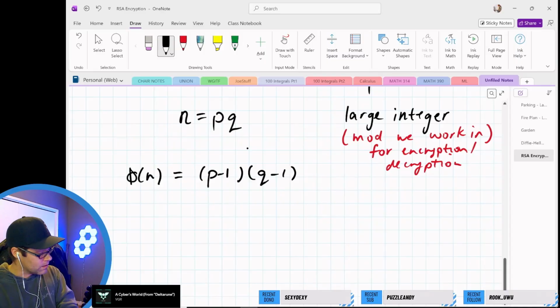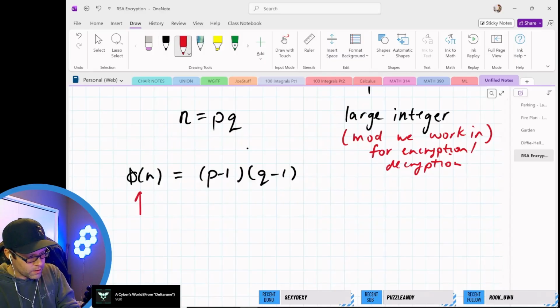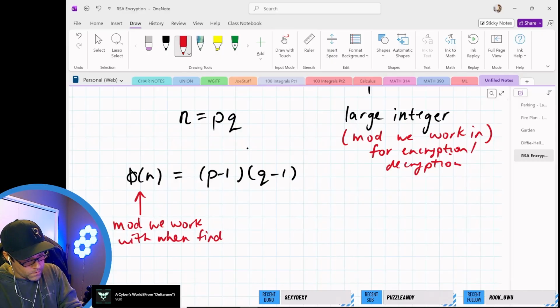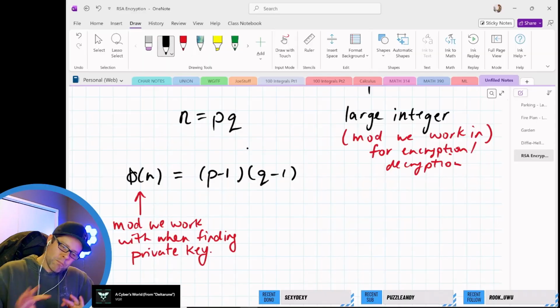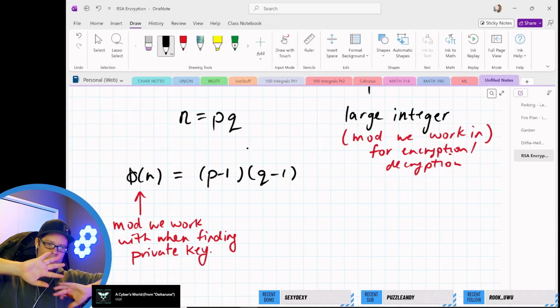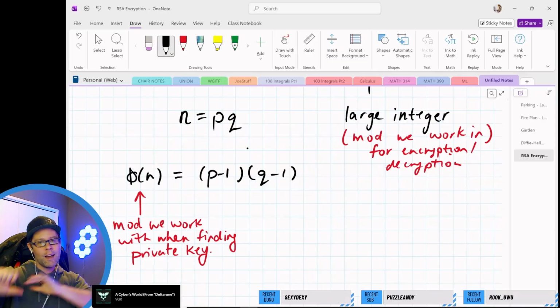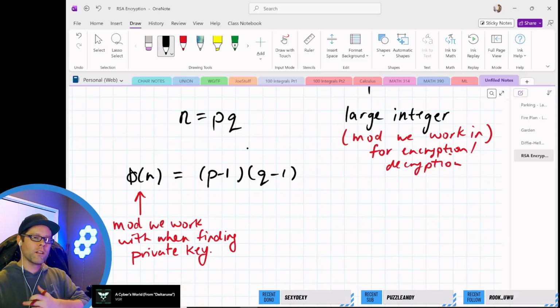So I just want to jot down some of that. So this is the mod we're going to work with when finding the private key. And again, it's maybe not obvious right now why we have these two different bases that we're working with. I'm hoping I'll be able to tie that together a little bit later.